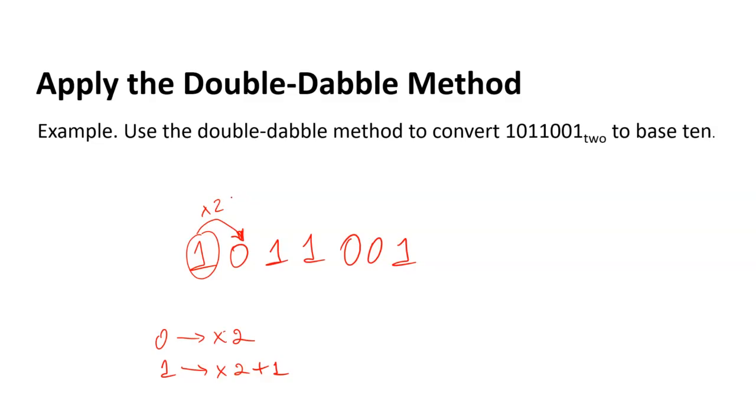So 1 times 2 is actually going to be 2. And then I move to the next one, which is a 1. So this 2, I'm going to multiply it by 2 and add a 1. So 2 times 2 plus 1 is going to give me 4 plus 1, which is 5. So up to this point, now I have a 5. Now I move to the next one, and it's another 1. So I multiply by 2 and add a 1. Since I had a 5, that's going to be 5 times 2 is 10 plus 1, 11.